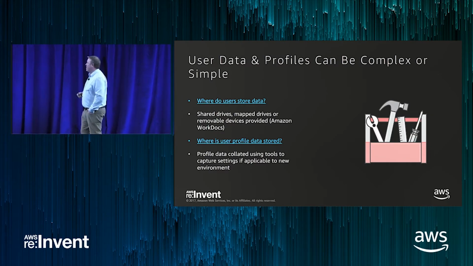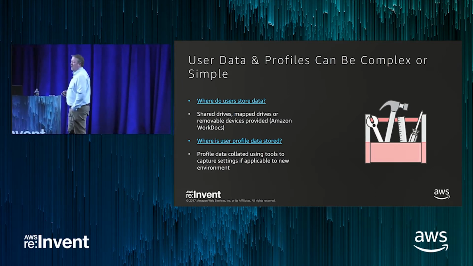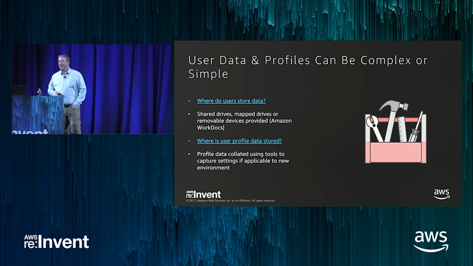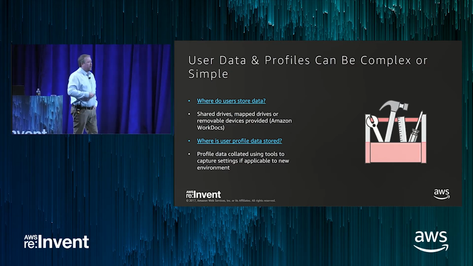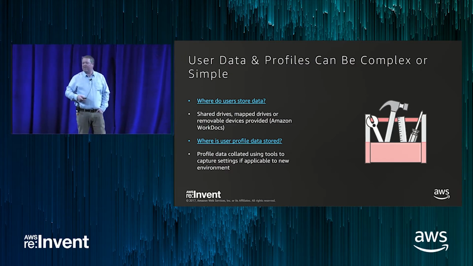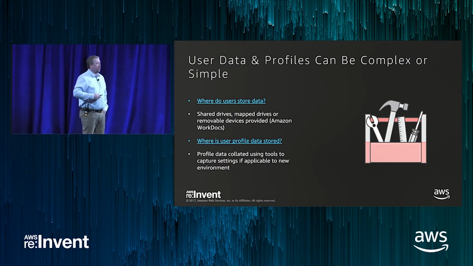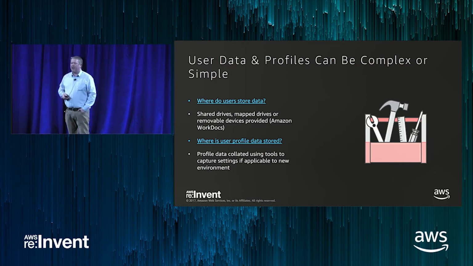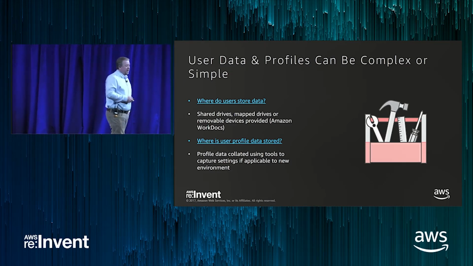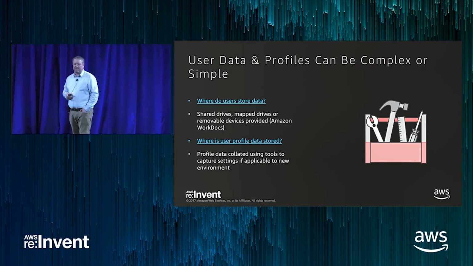So when we talk about user data and profiles, it can be complex or simple. I have to be honest with you, I don't know any customer that has this simple. And we're talking about lots of different items here. Where do I store that data? If I'm talking about profile management and roaming profiles, typically in traditional worlds I'm storing that on a file server somewhere. Unless I'm using some of the more traditional products out there for profile management, it's a lot of data going up and down every time, depending on how much is stored inside that profile. So we need to figure out where that's being stored, how that data is collated, and how that really relates to the application and the application settings.